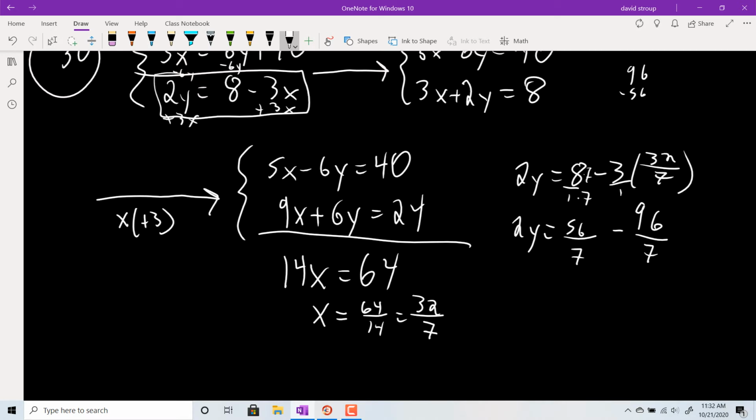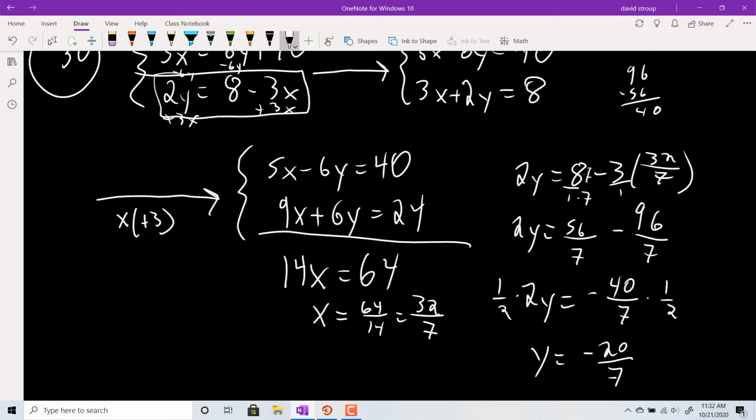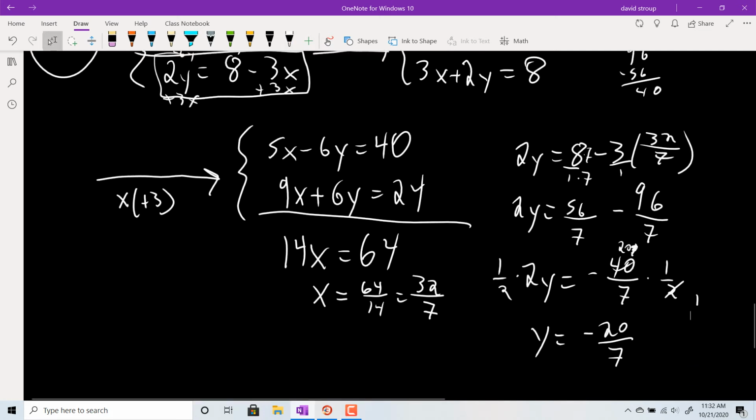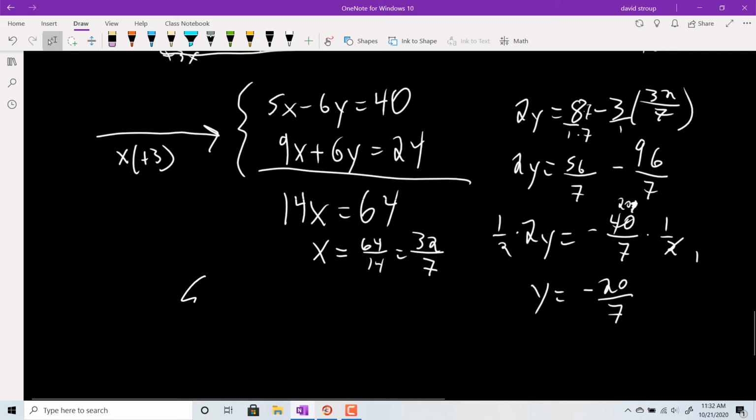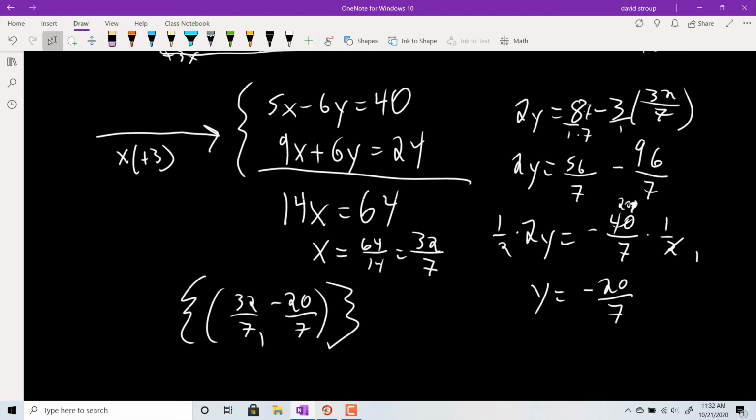96 minus 56, of course, is 40. So I have 2y equals negative 40 over 7. I'm going to multiply both sides by 1/2 and get y equals negative 20 sevenths. This 2 goes into 40 20 times. So I get 20 over 7 negative. Okay, so the solution here, 32 sevenths, negative 20 sevenths. Make sure you get them in order. X first, then Y second.